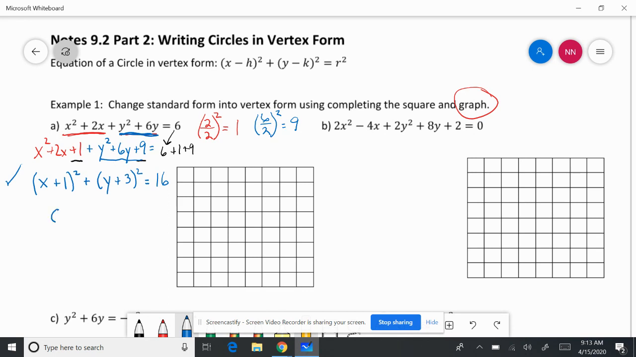Now we're going to find the center of the circle, which is -1 and -3. And we're going to find the radius of the circle, which is the square root of the right side of the equation. So the square root of 16 is 4. So now we're going to graph this.